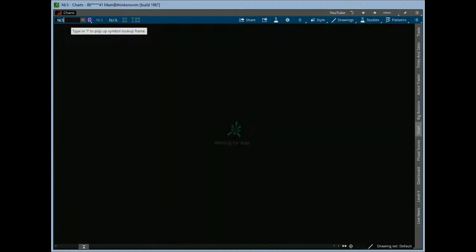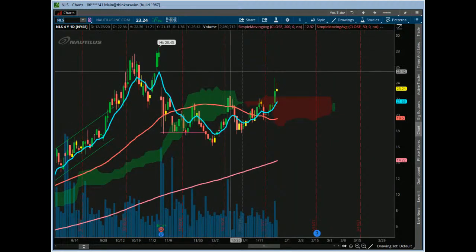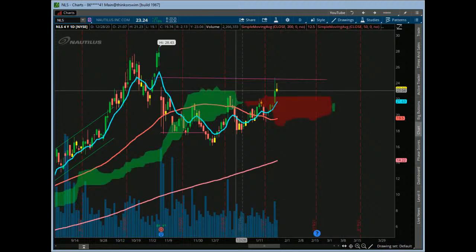NLS, this has been a nice kind of piton sympathy mover. Inside day here today, let's see if we can kind of push above yesterday's highs and get a little bit farther into that gap there on NLS.